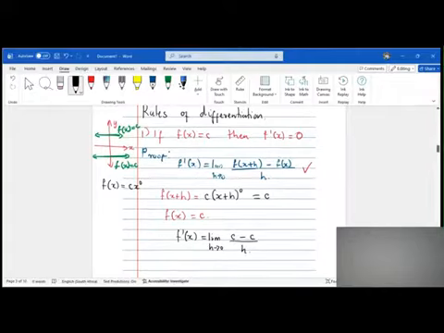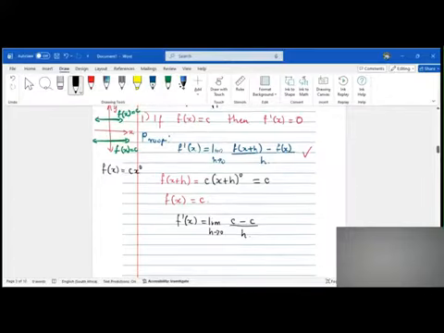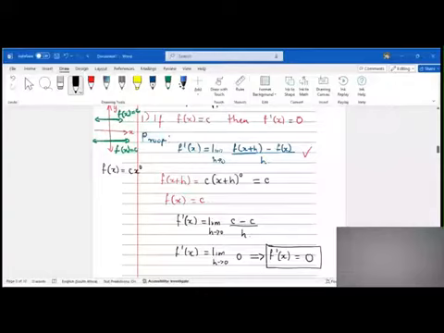So this will imply that f prime of x is the limit of c minus c, which is just a 0. Then a 0 over any quantity, the answer will just be 0. This will be nothing but a 0. And now we have proved that if we have a constant function and we differentiate that constant function, the derivative of that constant function becomes nothing but 0.